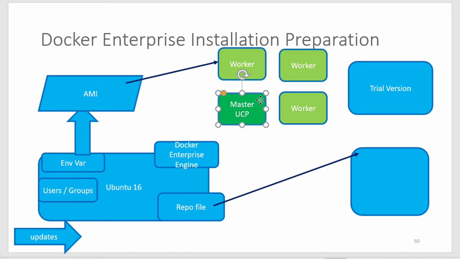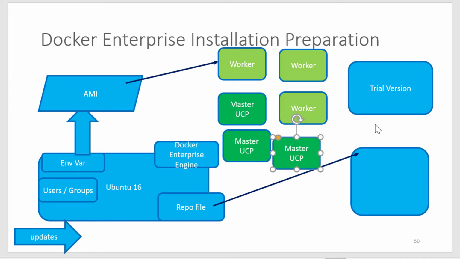And even I can go for high availability by having multiple masters, say like 3 or 5 based on the requirement for our cluster or the production environment. I can have multiple environments, and I will be having the universal control plane in any one of the masters, and I can have the Docker trusted registry, and I can make that also highly available by installing it in multiple systems.